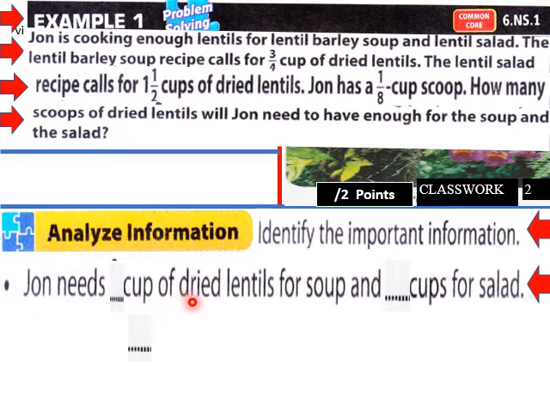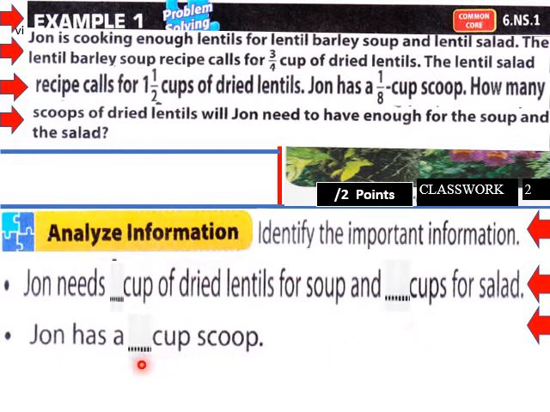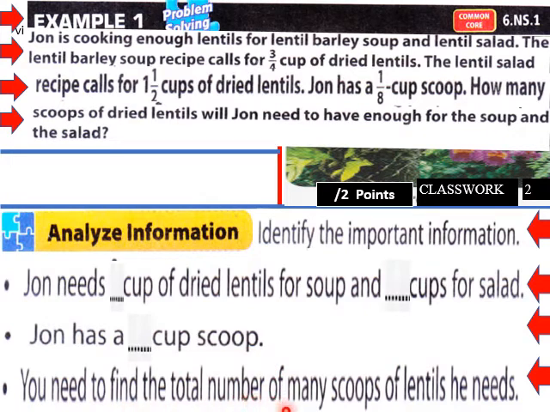John needs blank cup of dried lentils for soup and blank cups for the salad. So John has a 1/8 cup scoop. You need to find the total number of scoops of lentils he needs. How many scoops of lentils does he need for this recipe? So John needs 3/4 cup of dried lentils for soup, and 1 1/2 cups of dried lentils for the salad, and he has a 1/8 cup scoop. So how many scoops of lentils does he need for the salad and for the soup is the question.